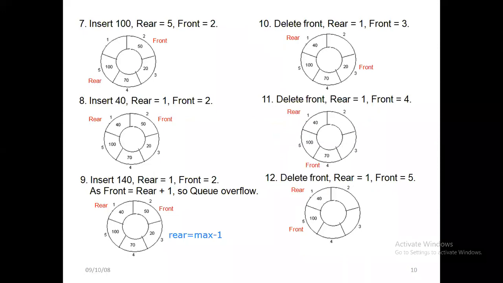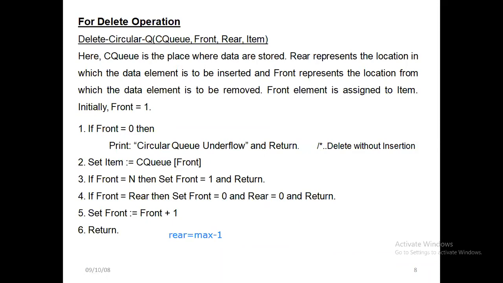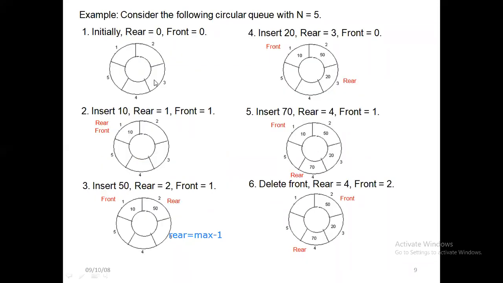If I delete that, front will be incremented. See here, front is equal to 2. I deleted. If rear is equal to 1, front is equal to 3. I deleted the element 140. So front will become 4. Next front will become 5. So you can see, the whole thing you have to understand is one main point. This third step, that you have to understand.